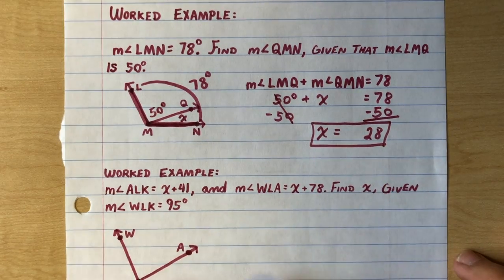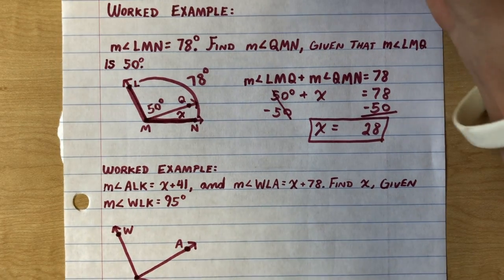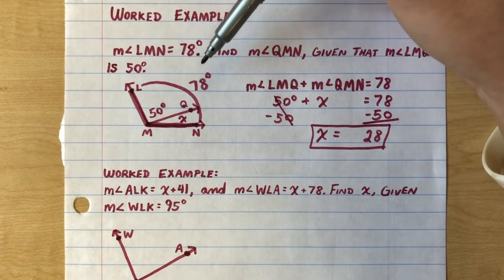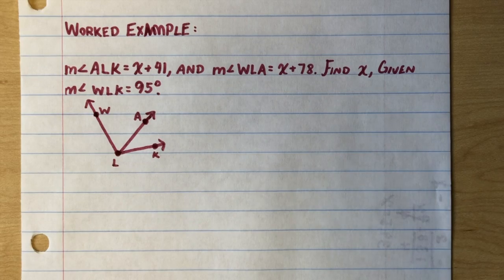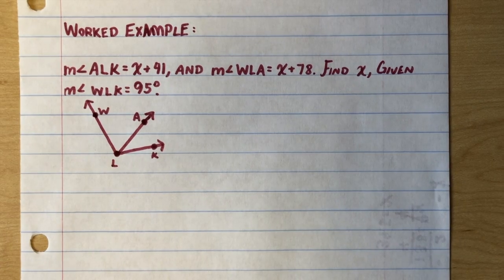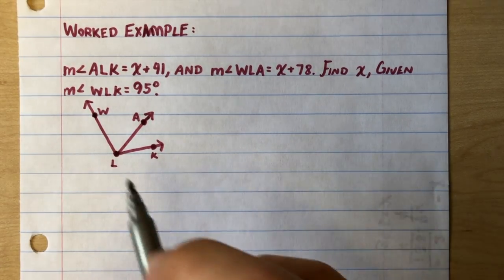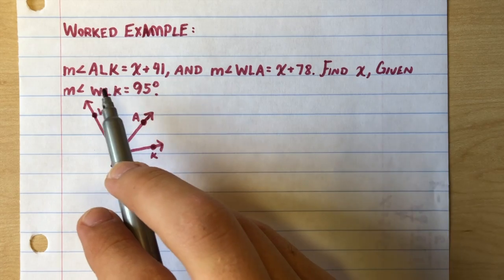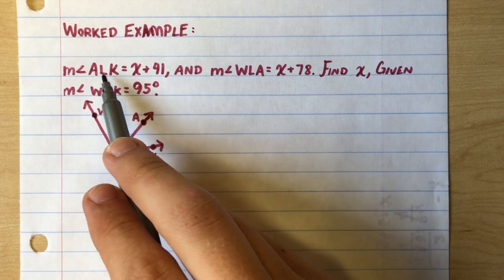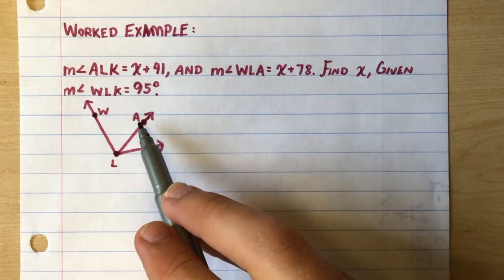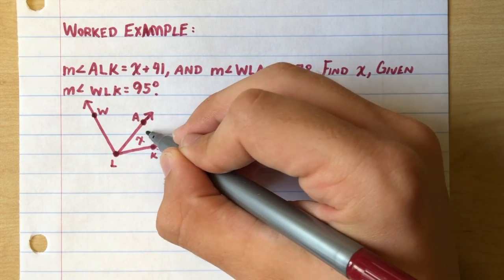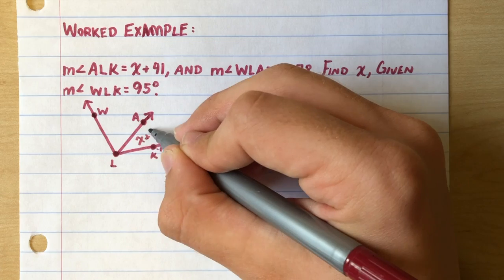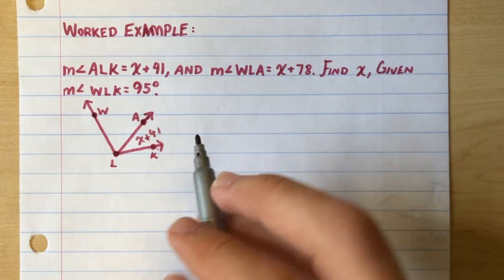All right. So this is one where it gives you the whole thing, and then you have to find one of its parts. All right, let's work through another example. This time it's got more variables. So we have the measure of angle ALK, which is right here. This is x plus 41 degrees, all right?